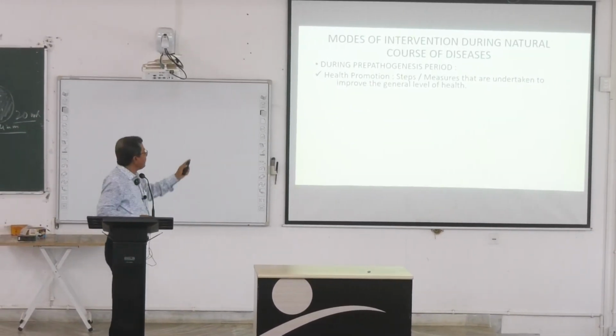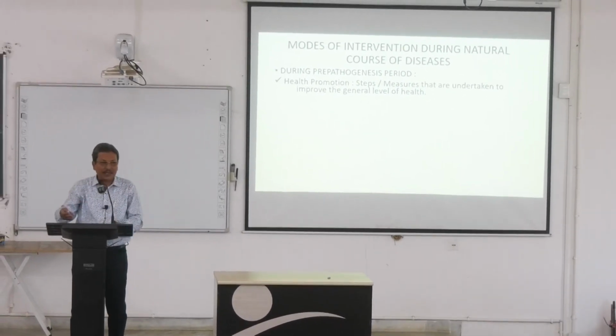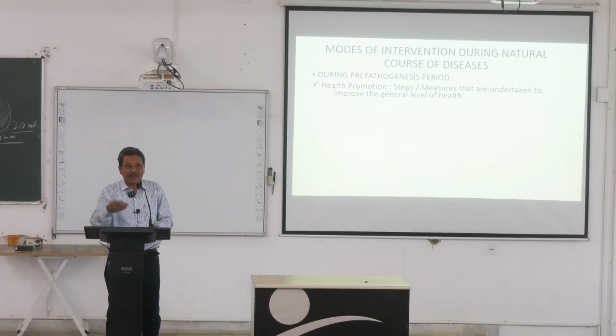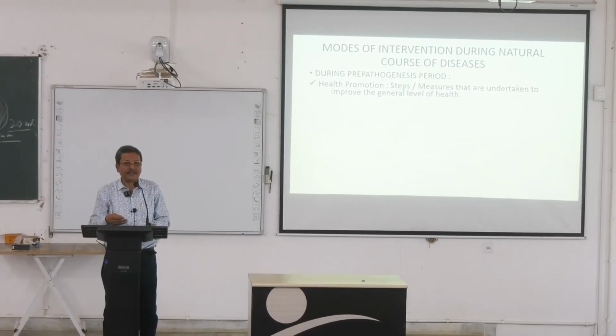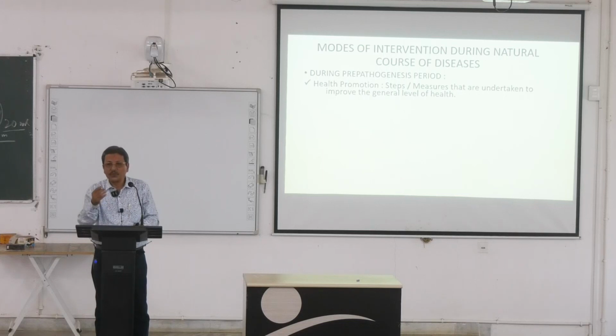During pre-pathogenesis, health promotion is good, as it undertakes to improve the general level of health. I have already told you, if in the community, since birth, you can start breastfeeding and start complementary feeding in ideal time, around 6 months. When we see that breast milk is not sufficient, you start giving semi-solid and other types of foods. Because the demand of the baby becomes much more, the baby increases in size, and breast milk is not that sufficient, so other types of nutrients are needed.